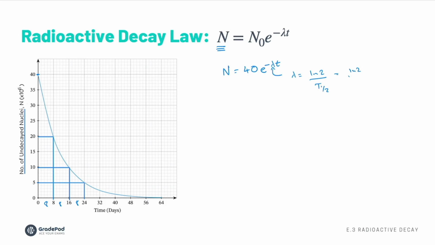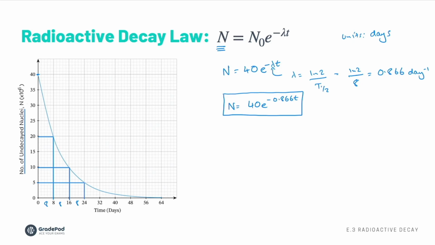So ln2 over 8 days, and we're going to use our units of time as days. Our decay constant becomes 0.866 per day. So in 1 day, there's a 0.866% chance that any nuclei will decay. And our equation becomes N equals 40 e to the minus 0.866 t. And we now have this numerical equation that we can use to model that decay. Your decay constant is given in days, and your time on the x-axis is given in days, so everything's fine.